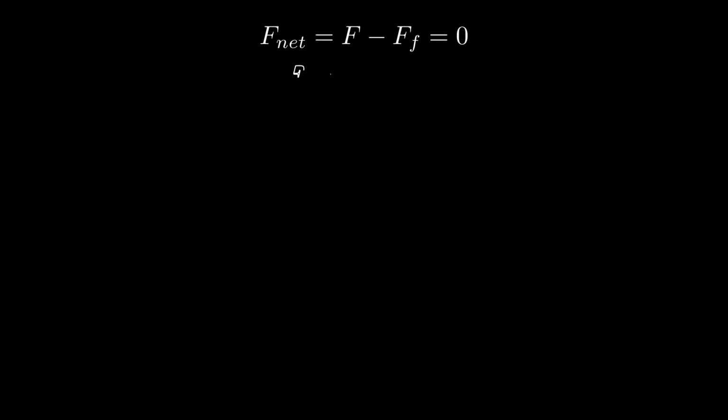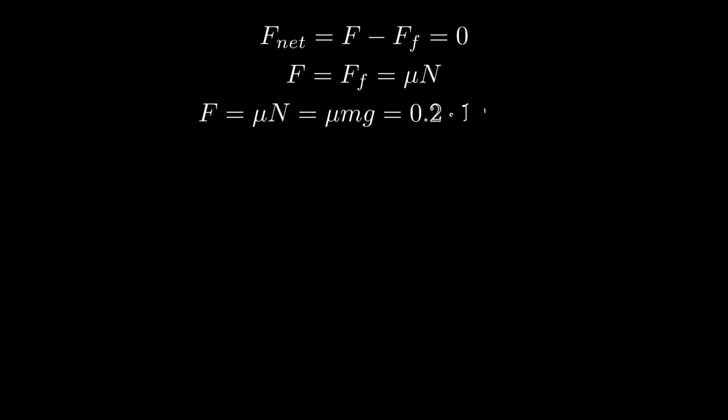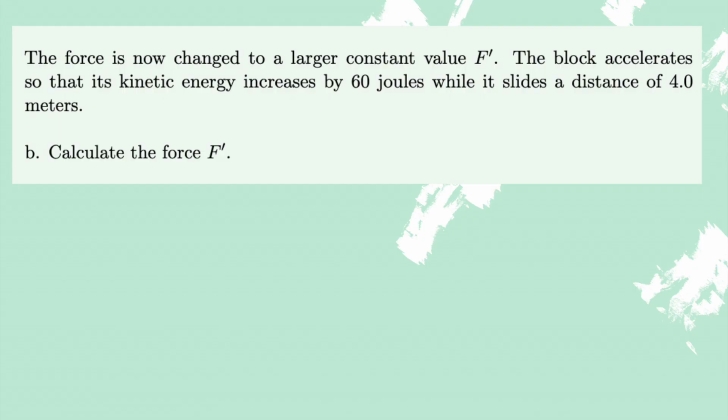And we can find that N, the normal force, is mg. So we get F equals μmg, which is 0.2 times 10 times 10. And we get 20 newtons for the force. Now in part B, right?